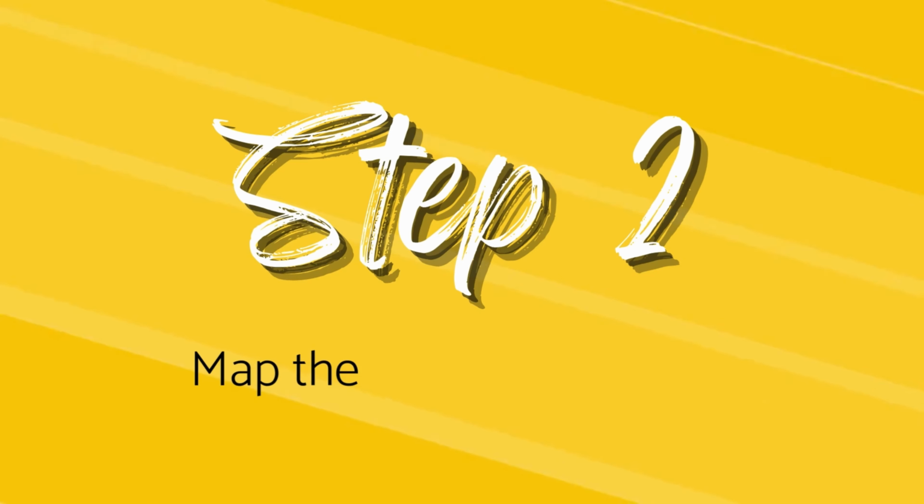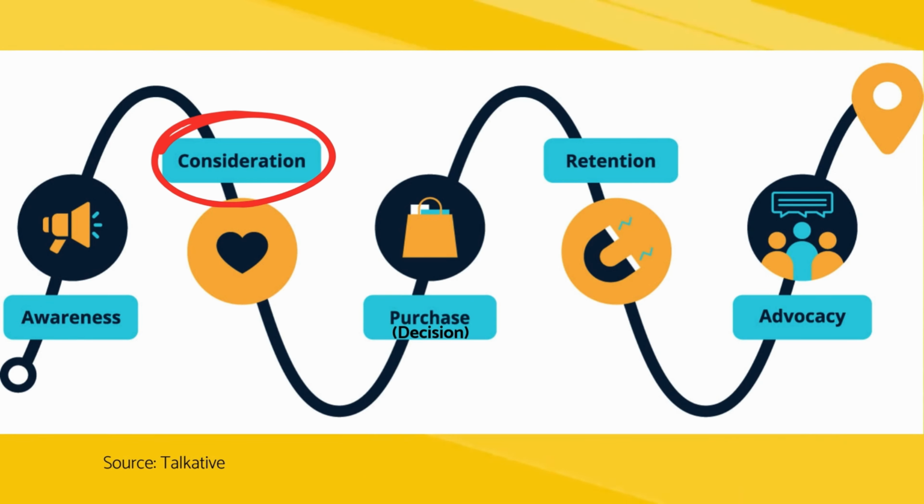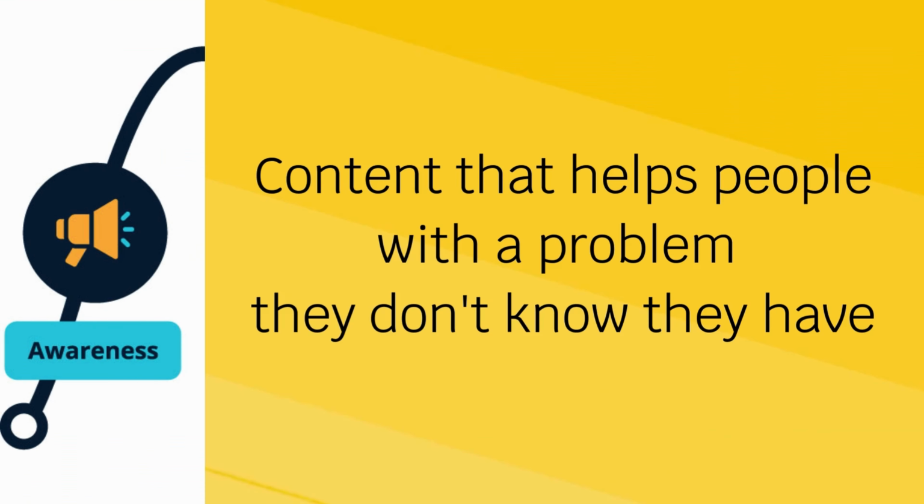Next, it's time to audit your existing content. The best way to do this is by categorizing it based on the 3 stages of the customer journey: awareness, consideration, and decision. Awareness content helps people with a problem they don't know they have yet.